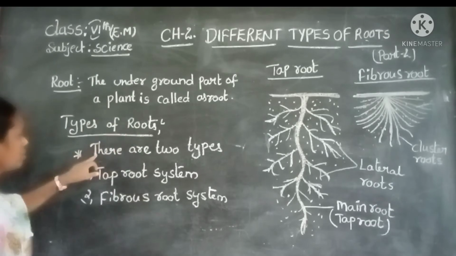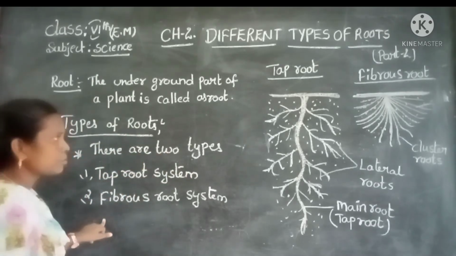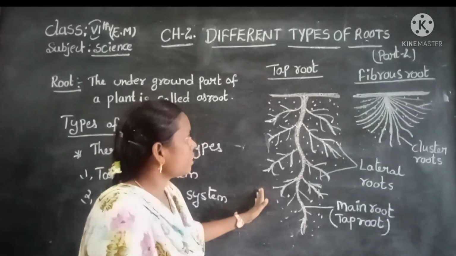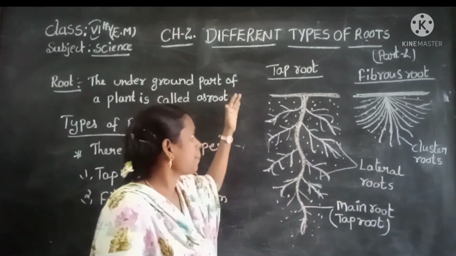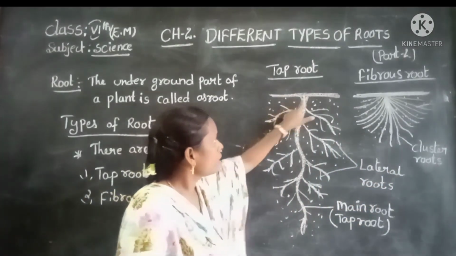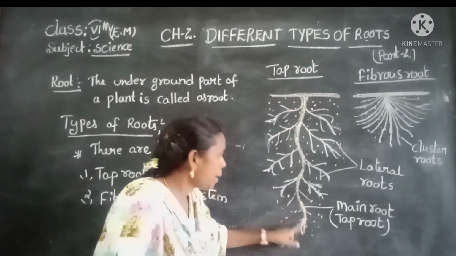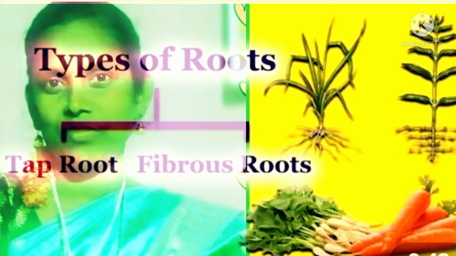Types of roots. There are two types: taproot system and fibrous root system. Now let us learn here. This is the taproot system. This is the fibrous root system. The taproot system has a main root, a single slender root.